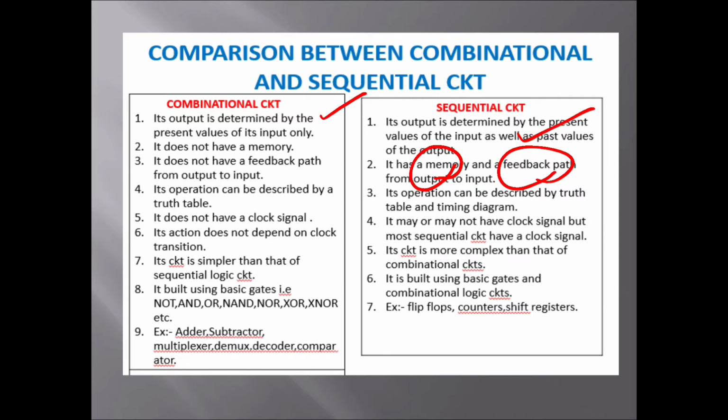A combinational circuit is built using basic gates like NOT, AND, OR, NAND, NOR, XNOR gates, etc. While a sequential circuit is built using basic gates as well as combinational logic circuits. Combinational circuit examples are adder, subtractor, mux, demux, decoder, comparator, encoder. And in sequential circuits, examples are flip-flops, counters and registers.